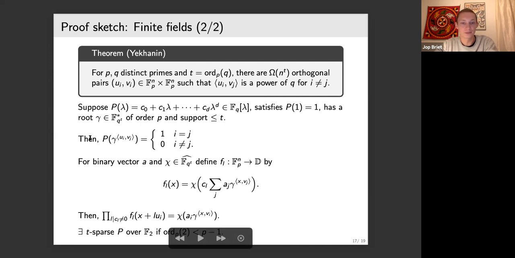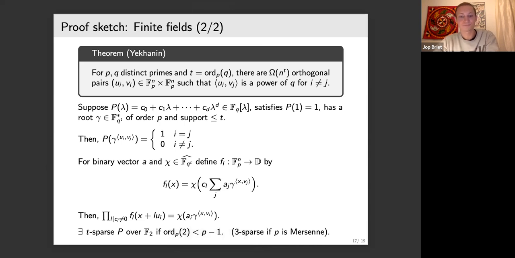So to make everything fit, you now have to find polynomials that suit the construction. But it turns out that indeed over F2, you get t-sparse polynomials when the order of 2 mod p is strictly less than p minus 1, and it turns out there's infinitely many of these. I think this follows from a result of Chibotara, but there may be other results that imply this as well. And there's also extreme examples of polynomials that are 3-sparse if p is a Mersenne prime. So these give you, in a sense, extremely strong counterexamples to the desired decompositions.